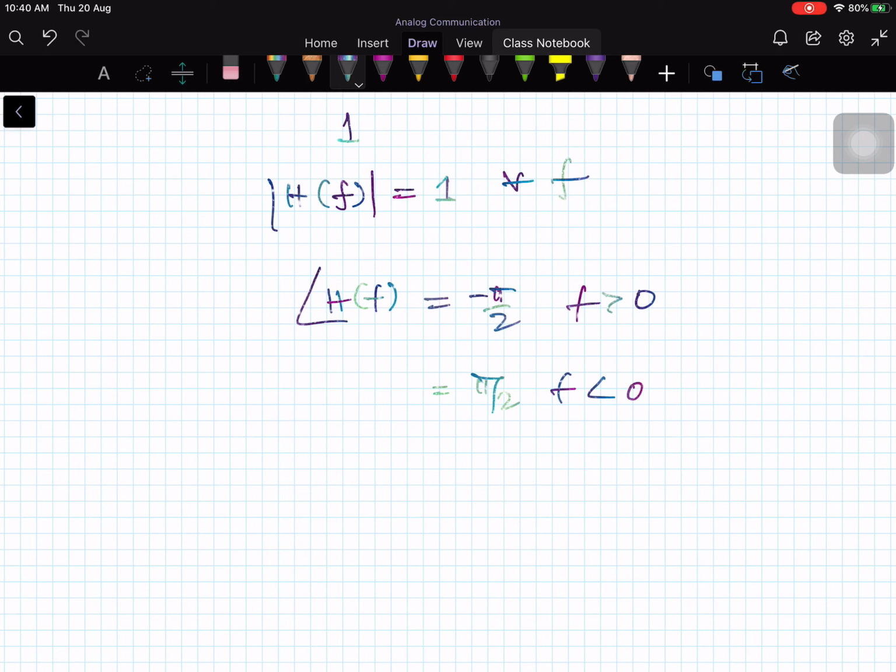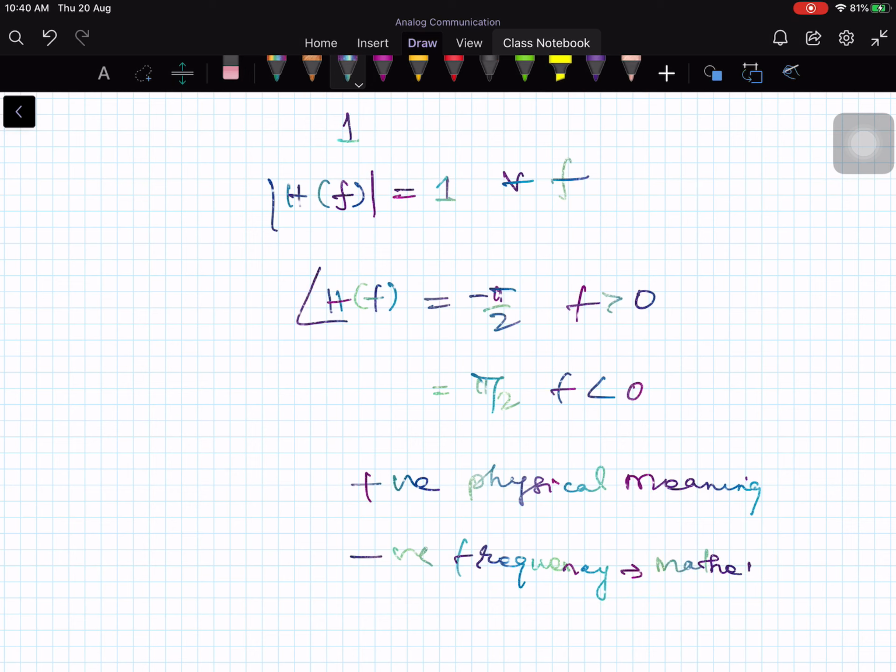Okay, and again you may ask a question: what is this positive and negative? Because when you take a real signal, it has both positive frequency as well as negative frequency. Positive frequency has physical meaning, and negative frequency doesn't have any meaning. Then why do we need this negative frequency? It's only a mathematical representation, because in the complex exponential it always occurs in pairs.